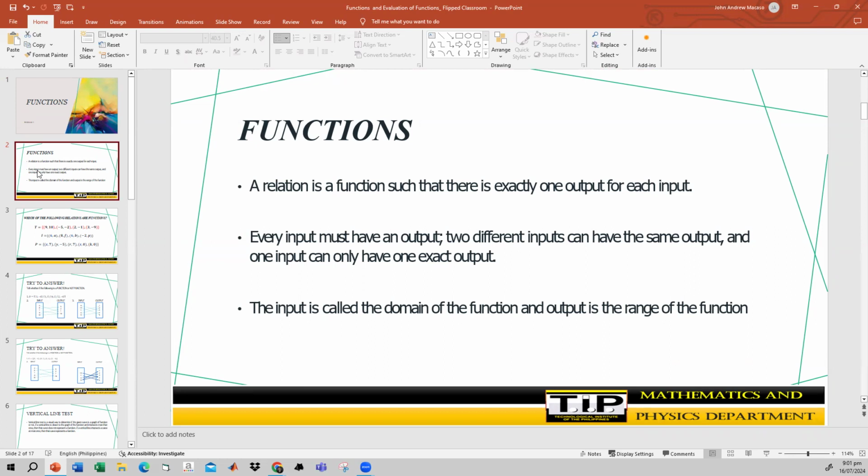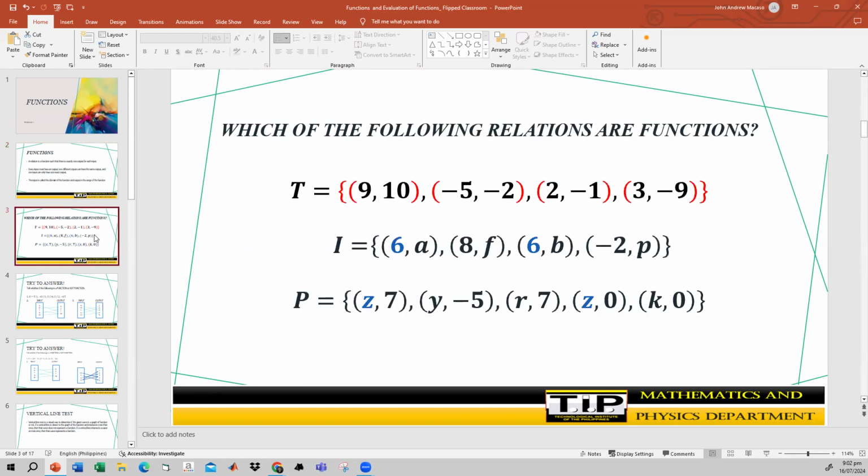in every element in X, there's exactly one element in Y, right? And then another thing is the input is called the domain of the function and the output is the range of the function. Okay, so let's have an example. Which of the following relations are functions? Let's start with the first relation.